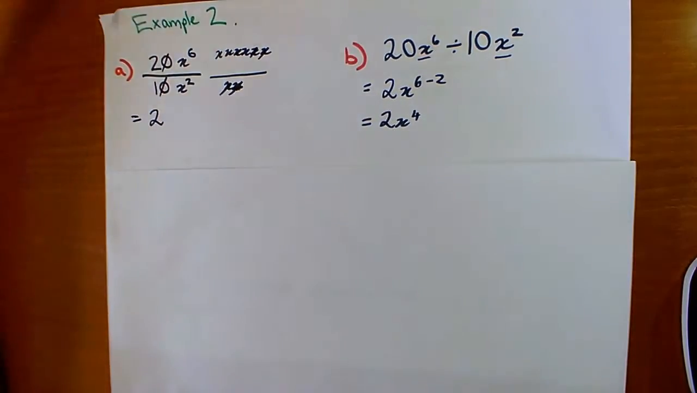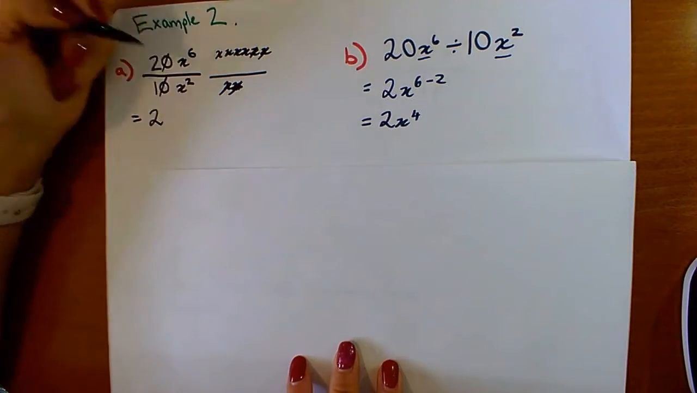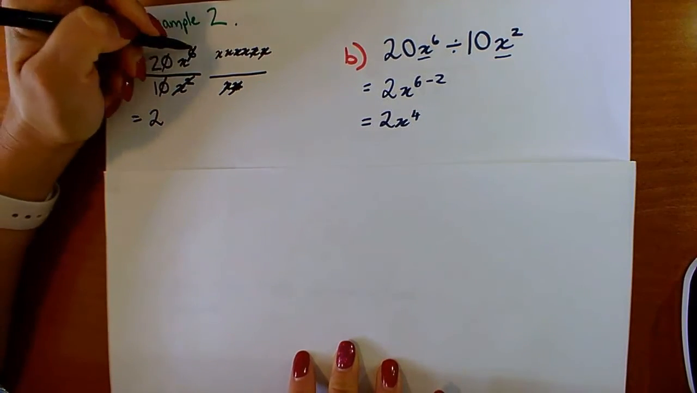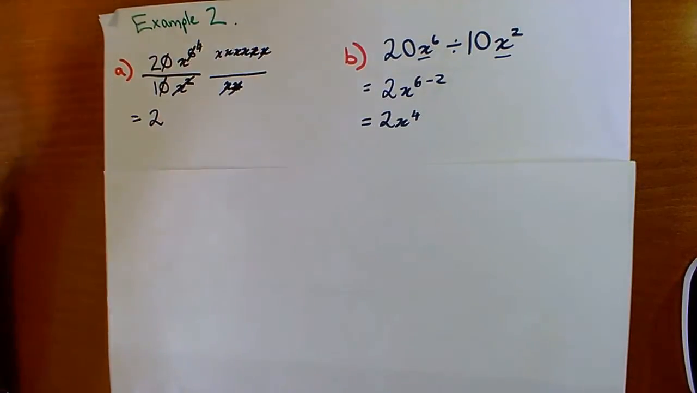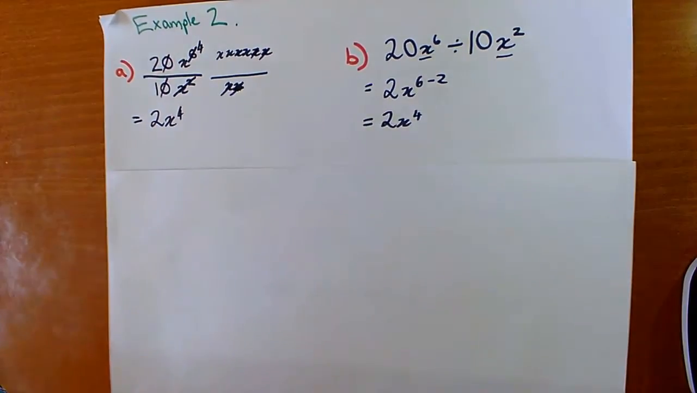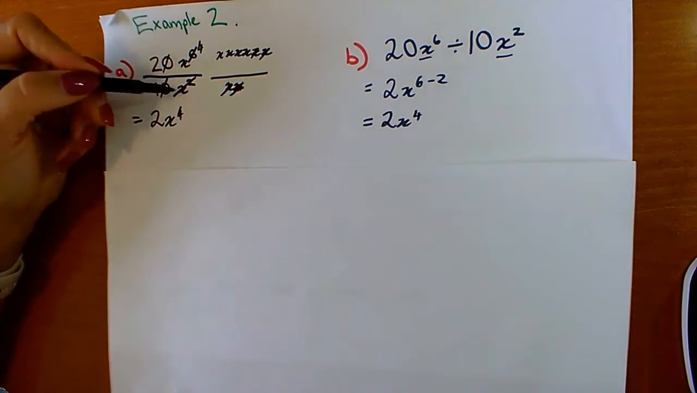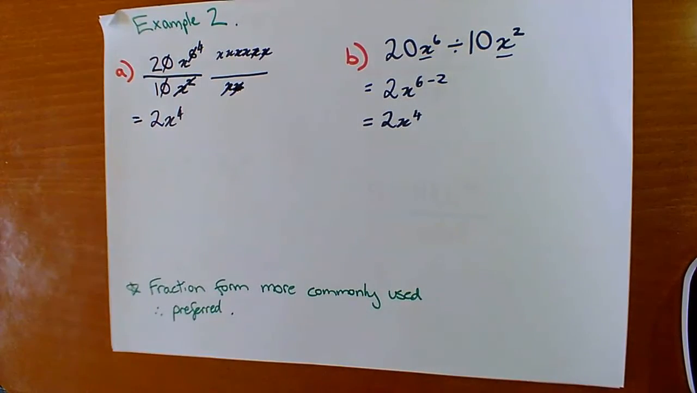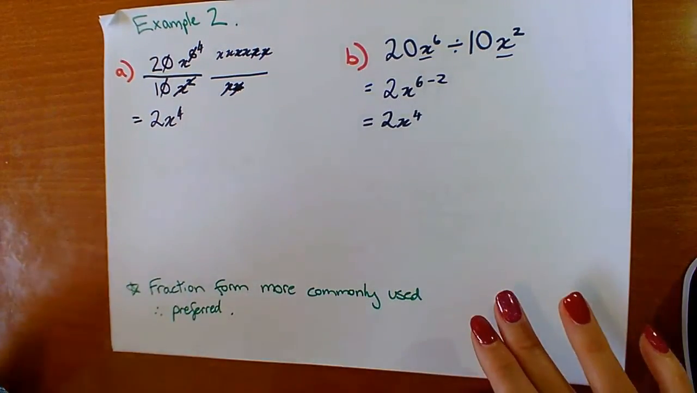Yeah, so you can write it out to help you. Otherwise it's 6 take away 2. So that means you're going to get rid of everything underneath. You're going to end up with x at the top, but only to the power of 4. So 2x to the power of 4. That means there's no longer a fraction. If there were more underneath, you would keep the fraction. Okay, and just a reminder, fraction form is more commonly used, so please opt to use it.